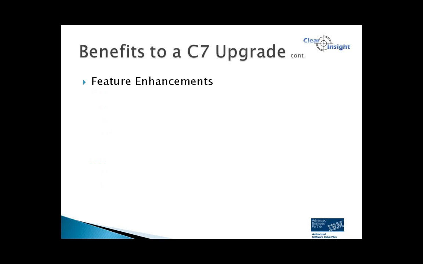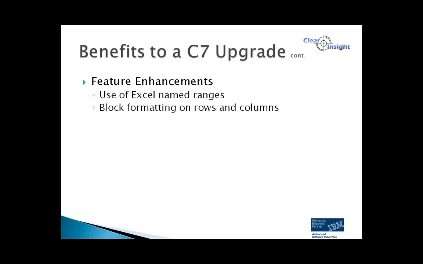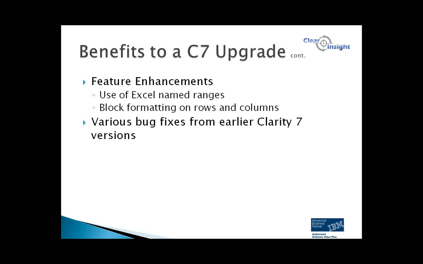Some of the feature enhancements that you'll see in Clarity 7 include the ability to use Excel name ranges. For those of you who are familiar with Excel, that can be a very powerful way of referencing a set of cells. Instead of specifying A1 to B7, you can just give it a name, and you can reference that directly in the template builder, or I should say the Clarity 7 Studio. They have enhanced block formatting on rows and columns, and those are just some of the features.